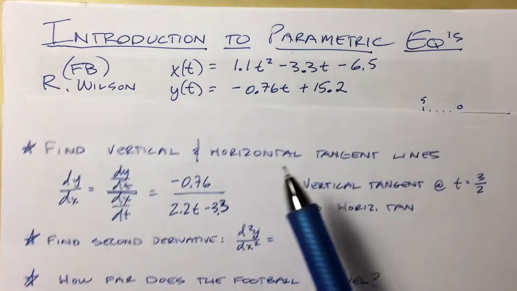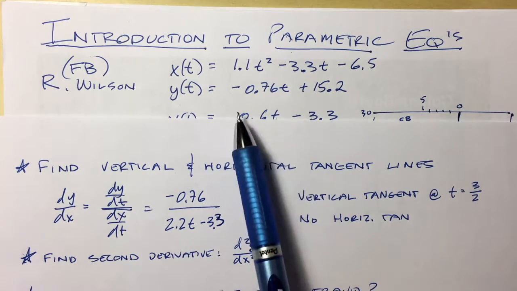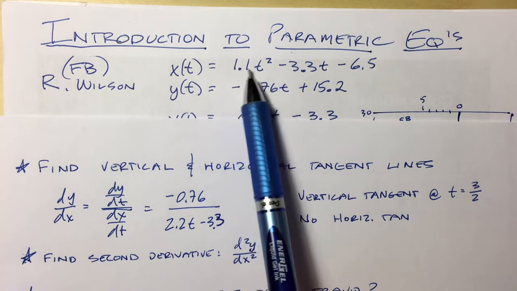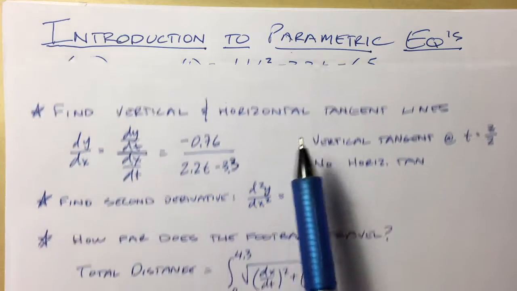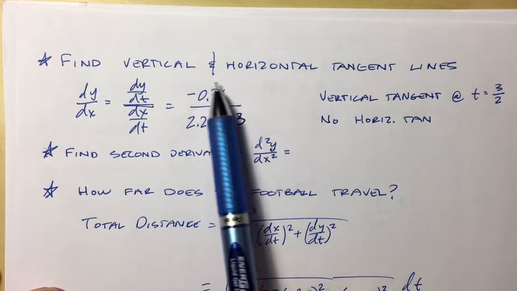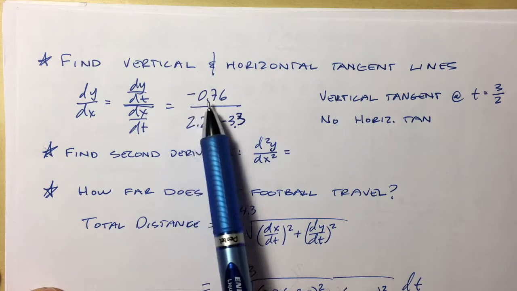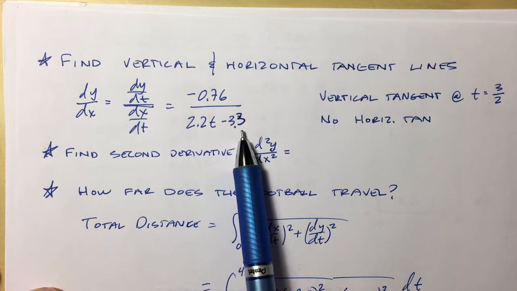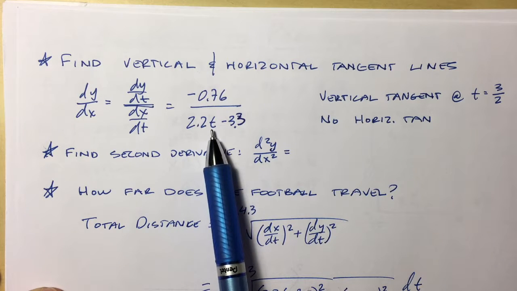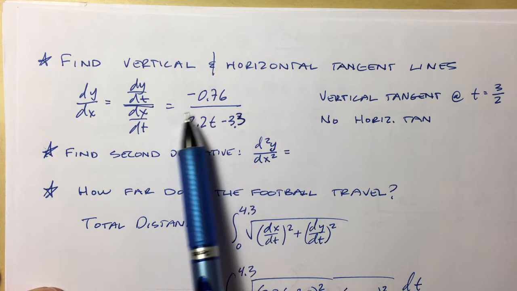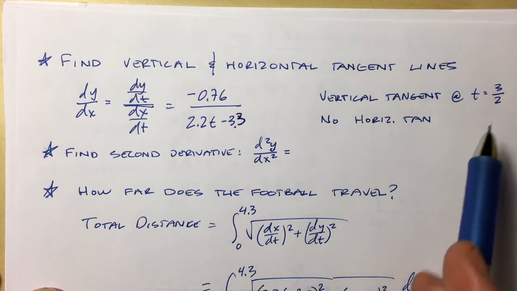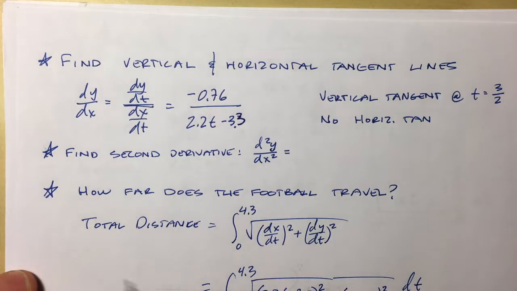When I go back to my equation here, take dy/dt, that's going to be negative 0.76. Then for dx/dt, the 2 comes out, making that 2.2. The t drops out in the numerator. I get the denominator. When will this be 0 in the numerator? The answer is never, so there's no horizontal tangent, but there is a vertical tangent point when t is 1.5. I just set the denominator equal to 0, divide 3.3 by 2.2, and I get 1.5 seconds.